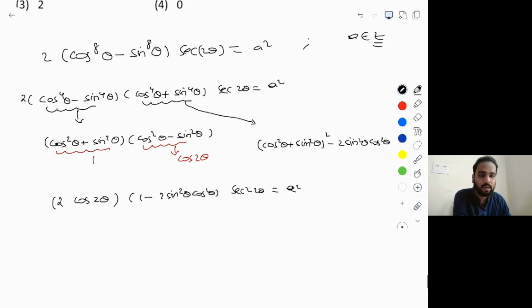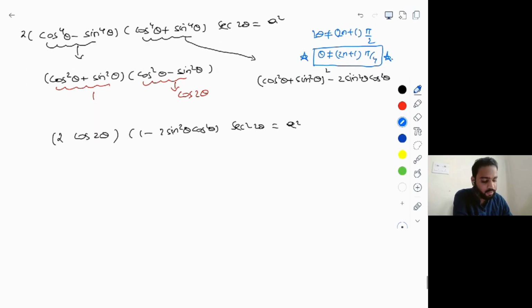Okay. But since we have secant 2 theta here, we have to put one condition that 2 theta cannot be equal to odd multiples of pi by 2, because that is the domain, right? And which means theta cannot be odd multiples of pi by 4. Okay, so let's keep that in mind. This is going to play an important role while deciding the final answer.